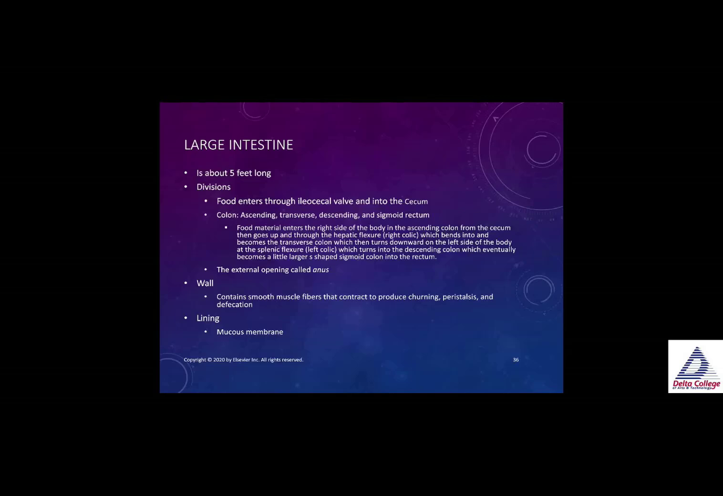Now let's talk more about the large intestine. The large intestine is about 5 feet long. There are divisions. Food enters through the small intestine, the ileum, through that ileocecal valve into the cecum. The colon is then called ascending, which goes up, transverse, which is across, and descending, which goes down. The S-shaped sigmoid colon goes into the rectum, which goes down to the anus.